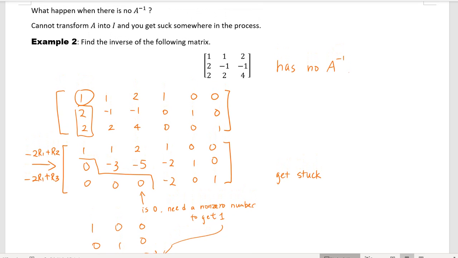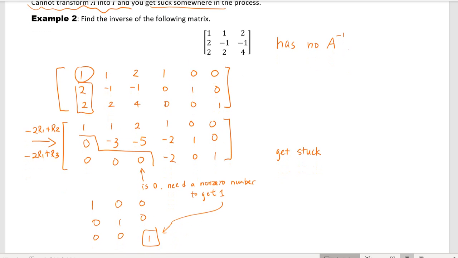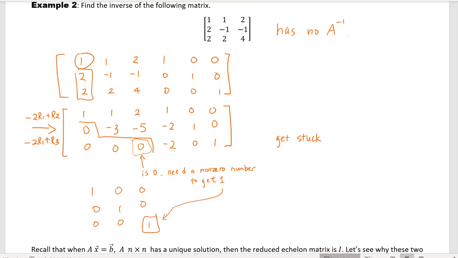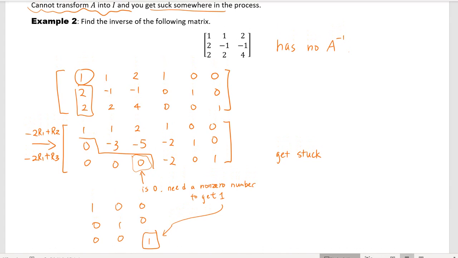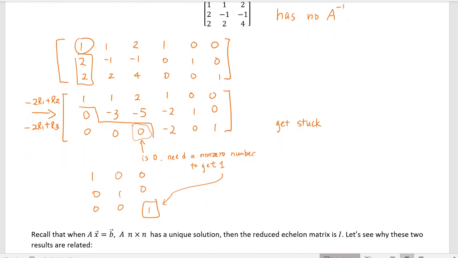Okay, so this is what it means. We cannot transform the matrix A into I, and we get stuck somewhere. So here we get stuck because this entry is 0, and we cannot get 1, right? Okay, so this is example 2. Now we have finished example 1, where we can find the inverse, and example 2, where we can see there is no inverse for it.